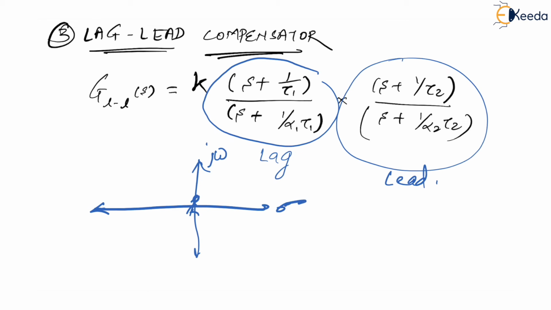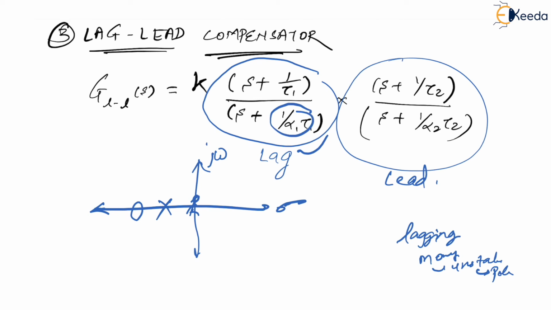I'm standing here, let us say this is sigma, this is j omega, right? What is going to happen? Firstly, I will consider lag. Lag in the sense I am lagging in my life. Why? Because of money problem. Why? Because instability, which means the pole has to come first. Definitely I find the pole first, then I will find the zero. So the pole of lag is going to be minus 1 by alpha 1 tau 1. Similarly, the zero of the lag is going to be minus 1 by tau 1.